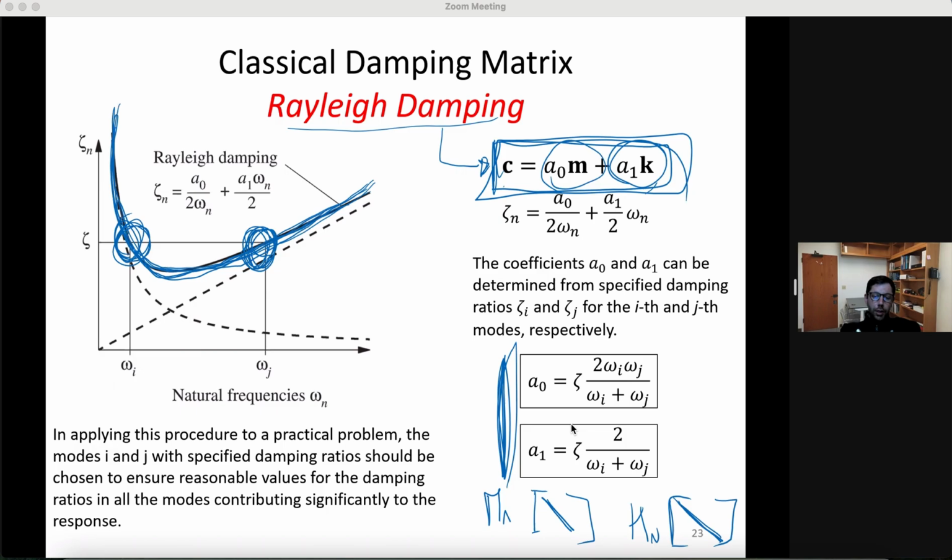I can plot what is the value of equivalent viscous damping for all the other frequencies in my system, and I can verify whether my assumption is modeling reality with a sufficient level of accuracy or not. Okay? If this is not the case, clearly I need to change my assumptions. Okay, this is all for today. Again, it's a very quick and easy presentation.